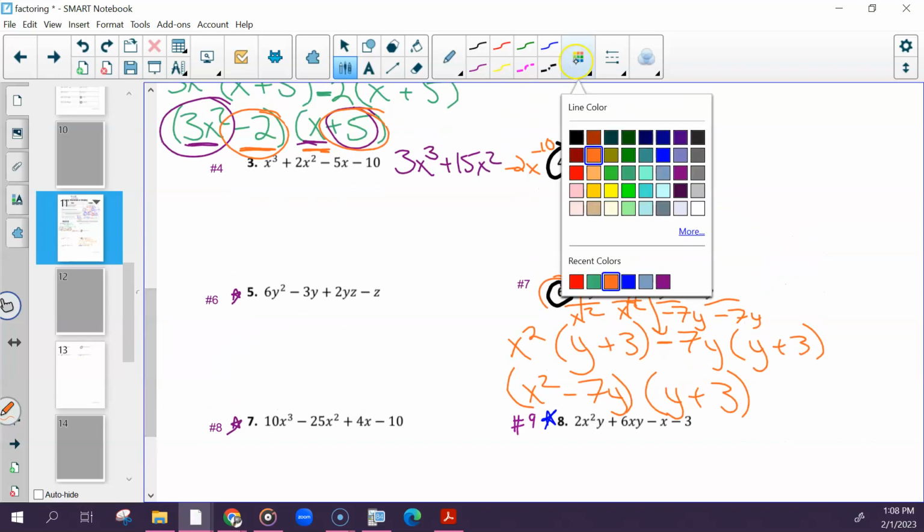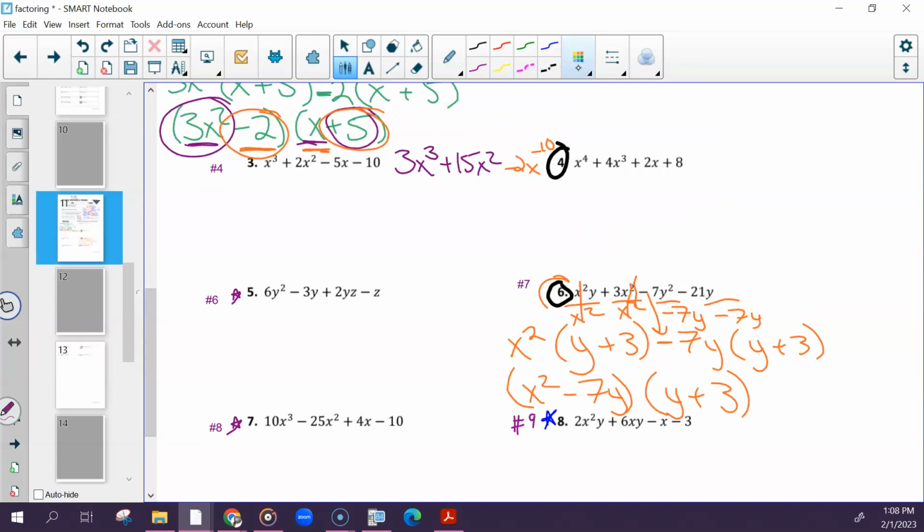So what would the GCF of the left side be? X cubed. Yes, no? Yep, x cubed. What would the inside be? Wait, actually, it'd be x plus 4.